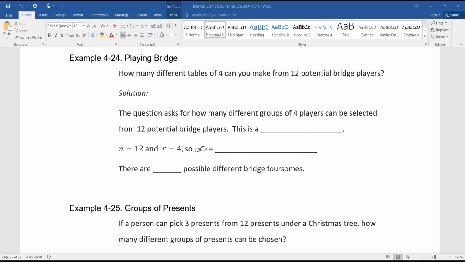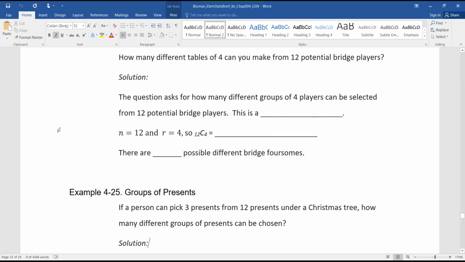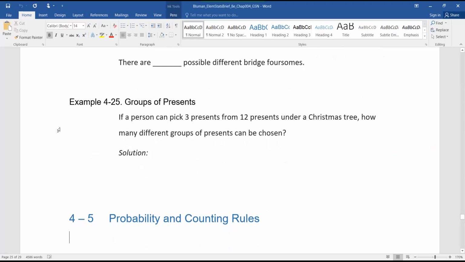I pushed, instead of having 2 days on 4-5, I'm just doing 4-4 today and 4-5 tomorrow. Are we done? Is that what y'all want to do? Then we could do homework questions tomorrow at the conclusion of 4-5. All right. All right, let's do it. I still have an example. Y'all don't have an example 25? Okay, let's finish that example then.